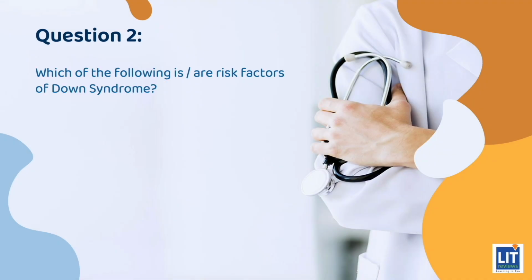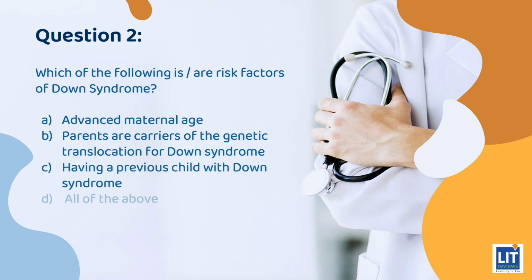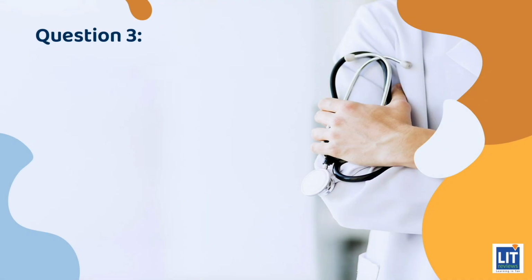Question 2. Which of the following is or are risk factors of Down syndrome? A. Advanced maternal age. B. Parents being carriers of genetic translocation for Down syndrome. C. Having a previous child with Down syndrome. Or D. All of the above. The answer is D.